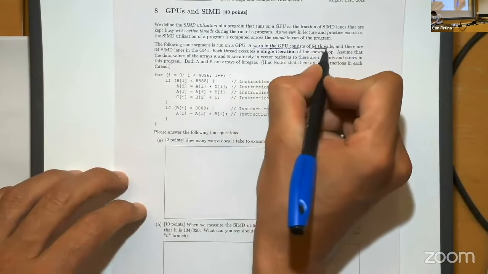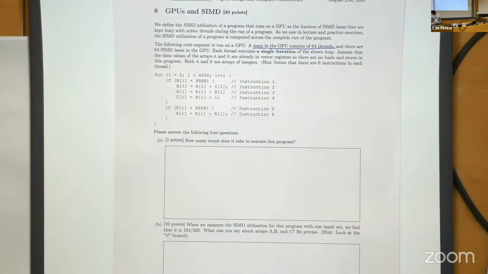That's important. And there are 64 SIMD lanes in the GPU. So what that essentially means is that when one warp executes one instruction, the instruction takes one cycle. Remember that in the GPU lectures, we covered as well the cases where the warp size was greater than the number of lanes. And in that case, we would need to schedule the instruction across several cycles. But here it is just one cycle.